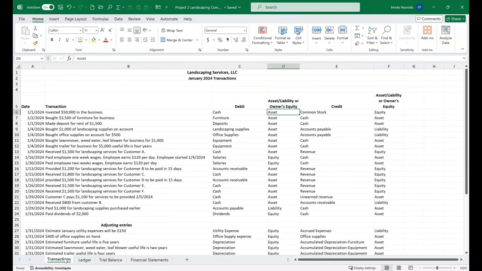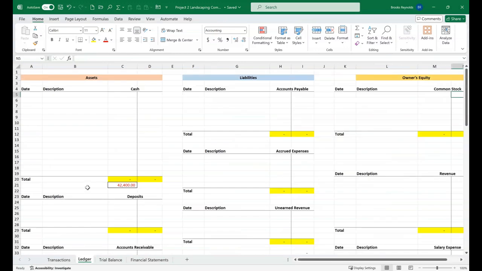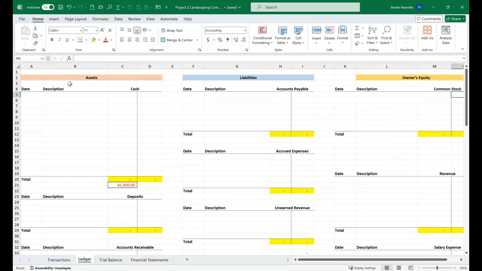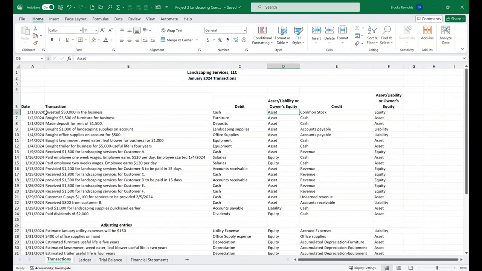But all you're really going to do is post journal entries effectively. And you do that by going to each line and then going to the ledger page and following the instructions. So we'll go to the first one. All right. 1/1/2024. So we're going to have a date. And what did we do? We've invested $50,000 in the business.